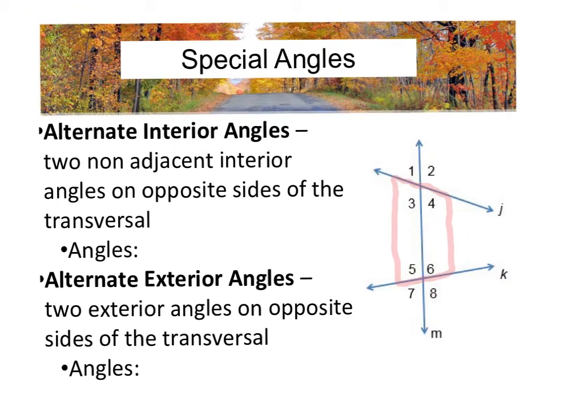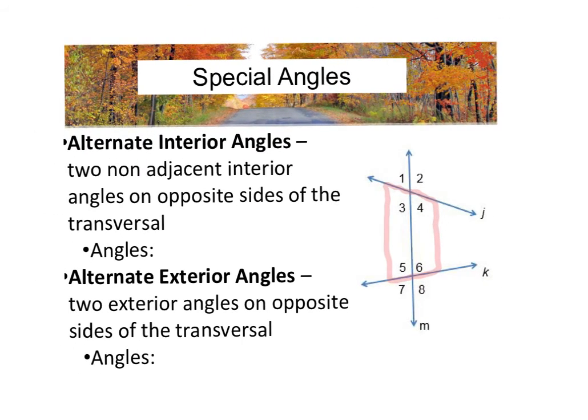Alternate interior means that, let's take 3. Oops. Let's use the pen. Circle 3. Alternate means we flip over the transversal, which is M. So we're going to be on the right side, and then it's on the opposite side. So alternate interior would be 6. So angles 3 and 6 are alternate interior, and the other pair would be 4 and 5.